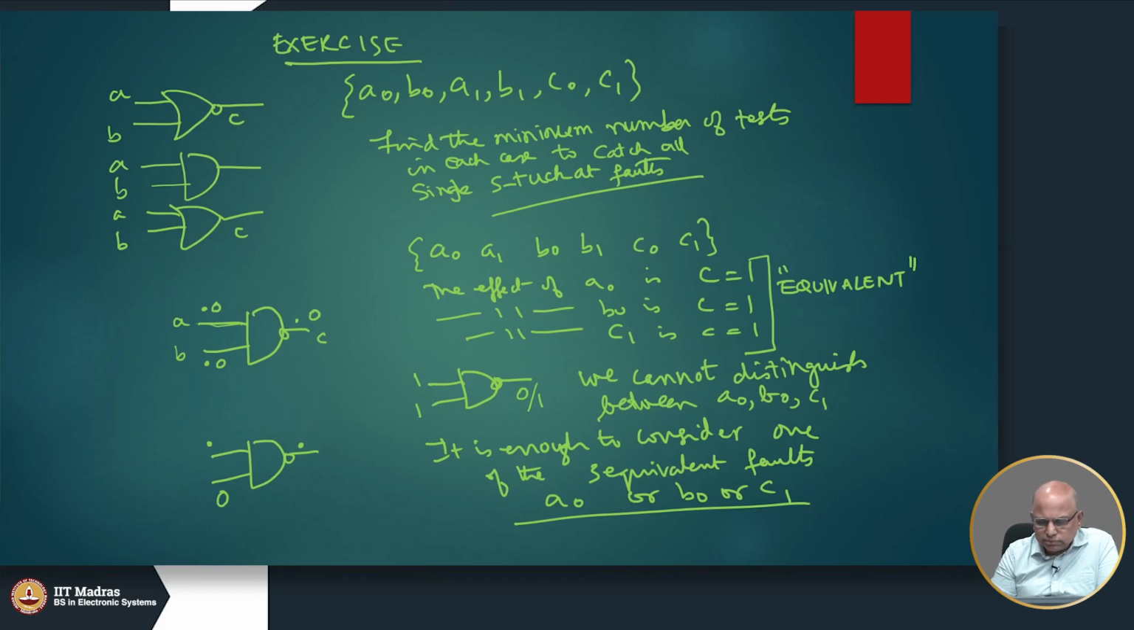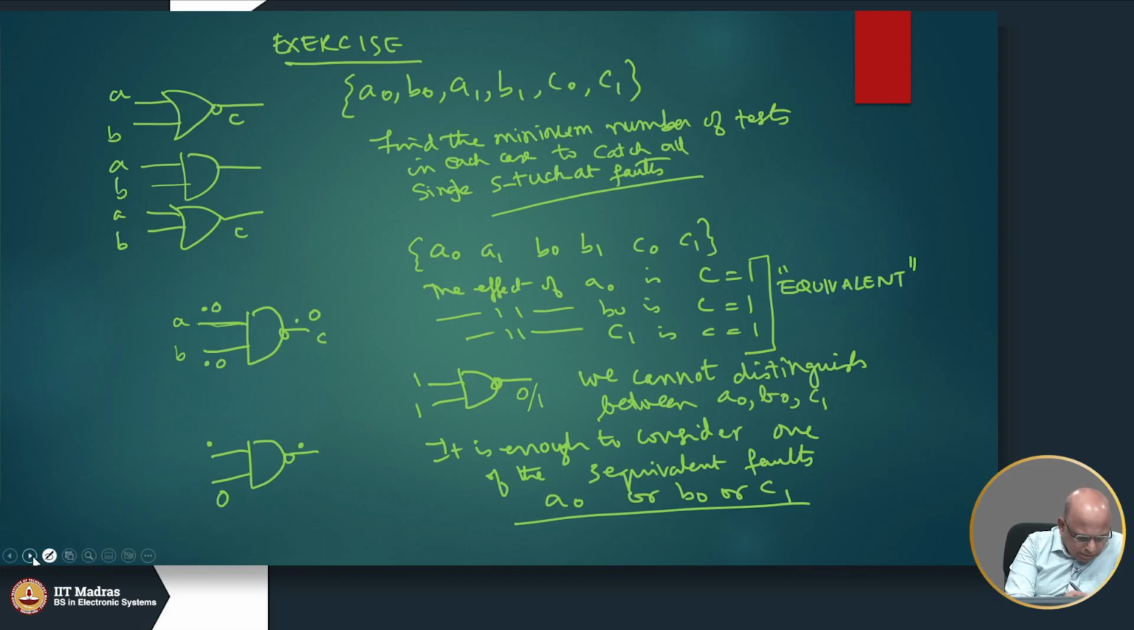You already saw that, right. We already saw that for A0 the vector is 1 1, for C0 also it is 1 1, and for B0 also it is 1 1. So, this is a way we can reduce our work. We do not need to consider all the faults in the circuit, we can consider only some of them.